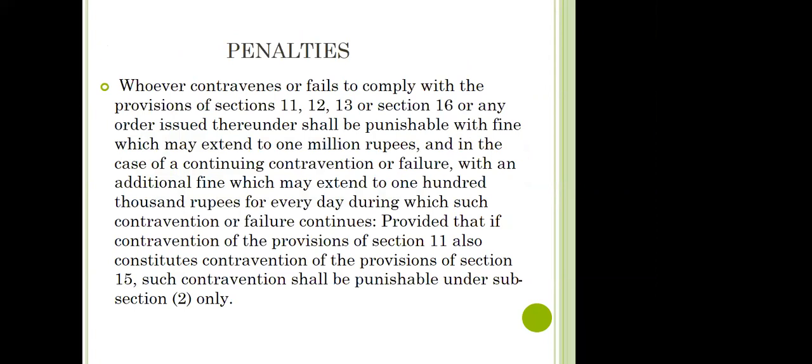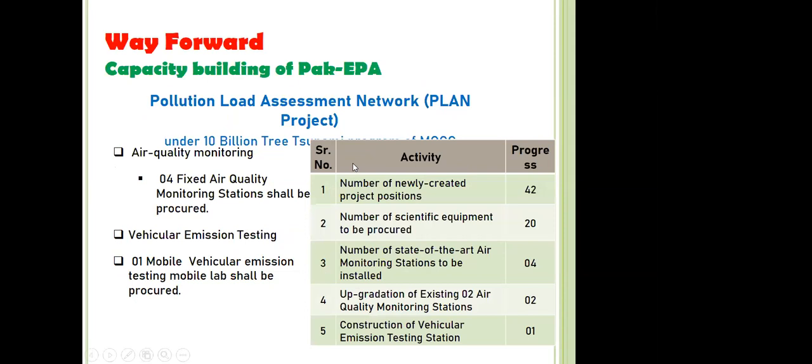In the case of continuing contravention or failure, there is an additional fine which may extend to 100,000 rupees for every day during which such contravention or failure continues, provided that if a contravention of the provisions of section 11 also constitutes a contravention of the provisions of section 15, such contravention shall be punishable under subsection 2 only. Mostly we impose penalties on the industries and the construction projects because they are involved in violations. Every year we issue EPOs and conduct public hearings. They personally appear and undertakings are given, and mostly after that warning, they comply with the NEQS.